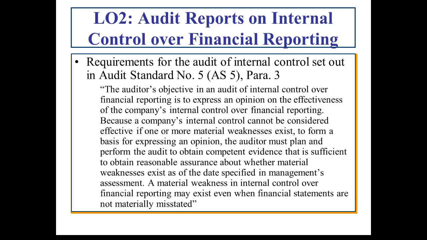Don't you hate all these words? That competent evidence that's sufficient to obtain reasonable assurance about whether material weaknesses exist as of the date specified in management's assessment. A material weakness in internal controls may exist even when financial statements are not materially misstated. How can that be, that there may be a material weakness in internal controls even though the financial statements are not materially misstated?